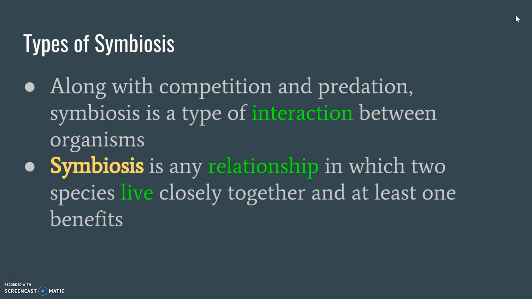Symbiosis is any relationship in which two species live closely together and at least one benefits. So, last time we learned stuff where no one was benefiting. In competition, both people are fighting over that resource. You're fighting over that seat in the cafeteria, or that trumpet solo, or the art piece. So no one's happy there. Kind of, they get happy at the end, but not really. Predation, obviously one of them's dead, so they're totally not happy. Sure, the predator might be a little happy, but it still isn't like symbiosis.